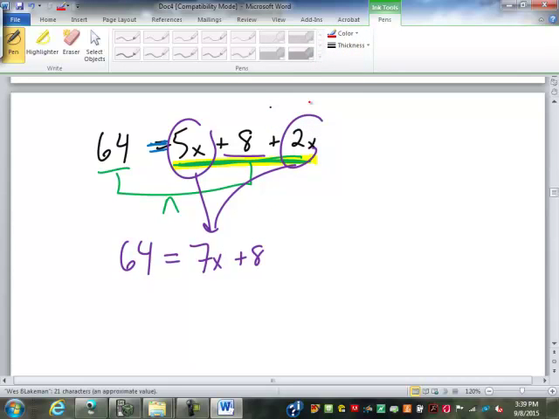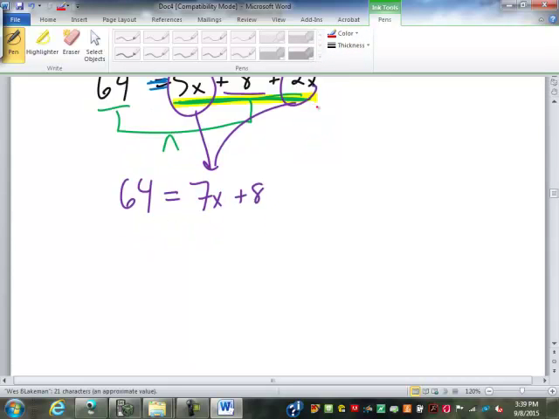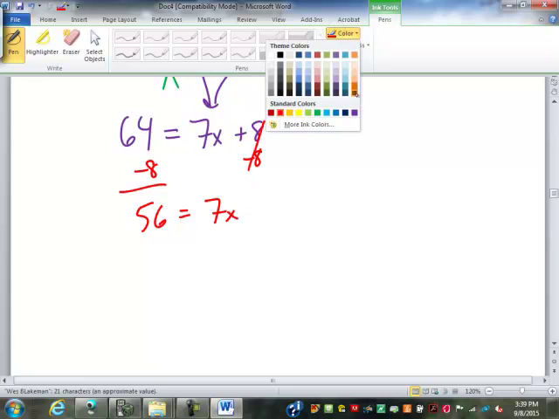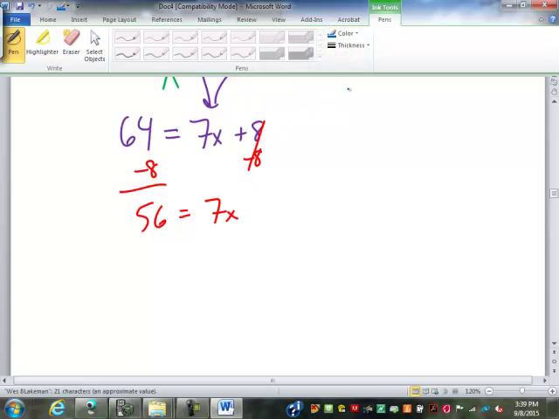And now we're going to solve the equation. What's the first thing we're going to do to take that apart? Subtracting 8. Very good. So 56 equals 7x. That 8's gone. And then divide by 7. So 8 equals x. Again, you could double check that in there if you wanted to.